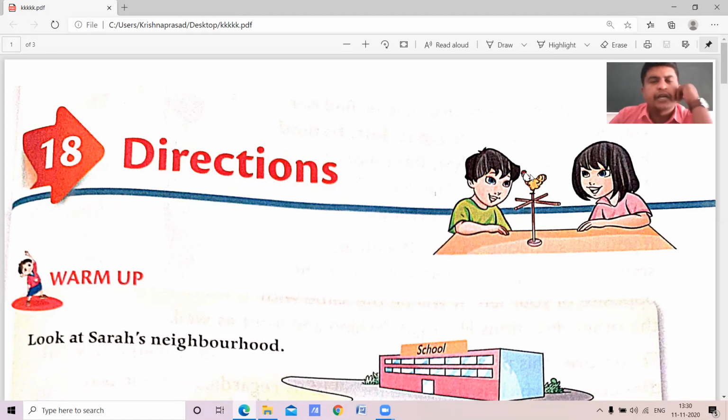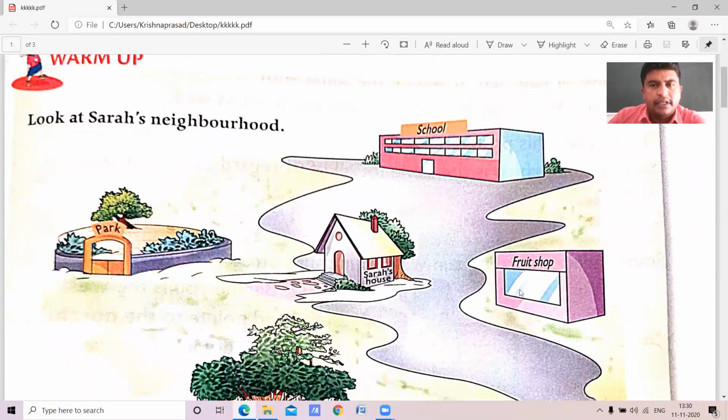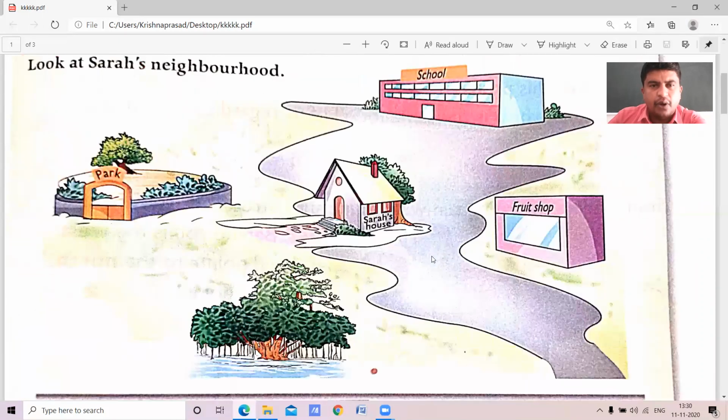As you all know, here is a beautiful drawing. Look at Sarah's neighborhood. I need to explain about this neighborhood of Sarah. This is Sarah's house. Imagine, because after this you will have some questions to answer. You have to answer them. Children, here is Sarah's house.